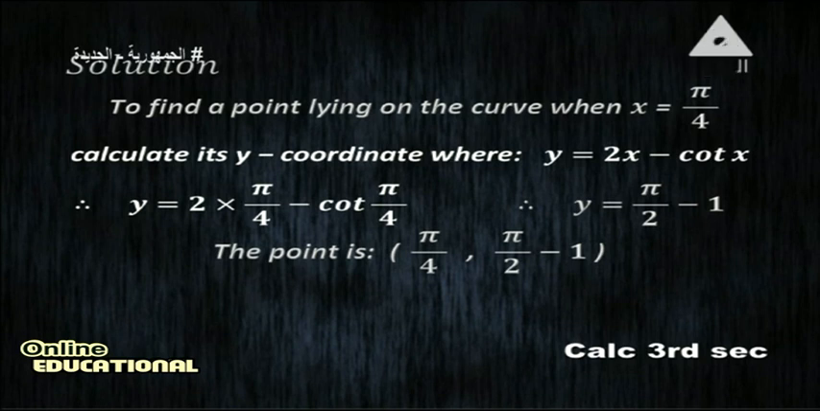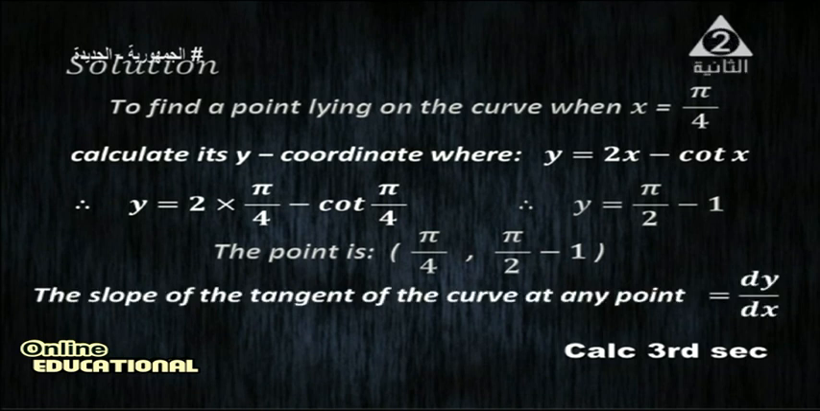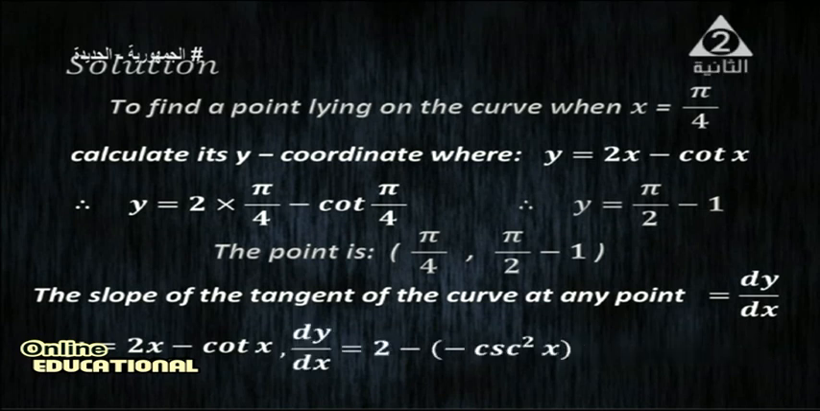Now we have a point and we want to get the slope. The slope of the tangent of the curve at any point that lies on it equals dy/dx. We know that y equals 2x minus cot x, then dy/dx equals the derivative of 2x, which is 2, minus the derivative of the trigonometric function cot x, which is negative cosec squared x. Then dy/dx equals 2 plus cosec squared x.